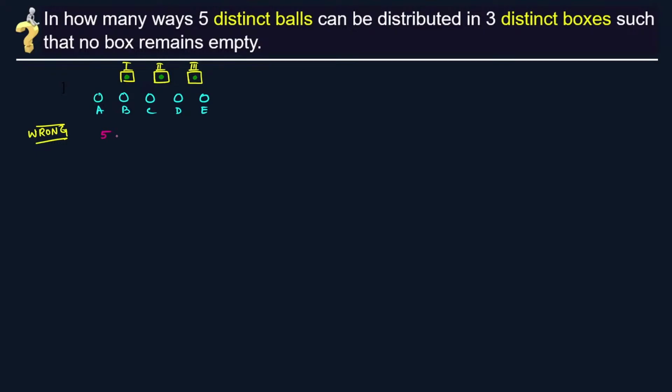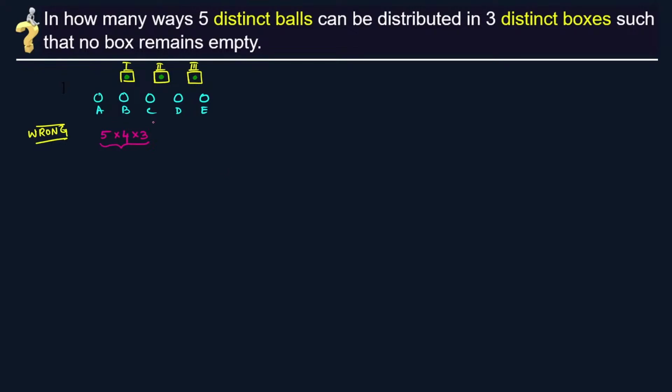From the remaining 4 balls, 1 ball will go in box 2. That can be done in 4 different ways. And from the remaining 3 balls, 1 ball will go in box 3, which can be done in 3 different ways. So this is the total number of ways in which 1 ball has been placed in box 1, box 2 and box 3. Is it clear?